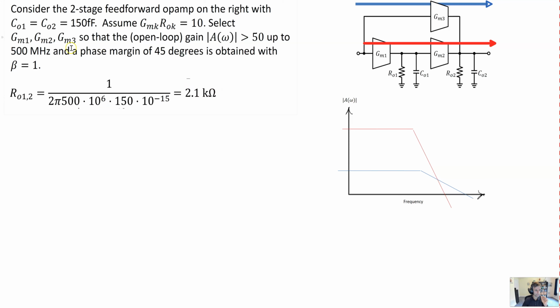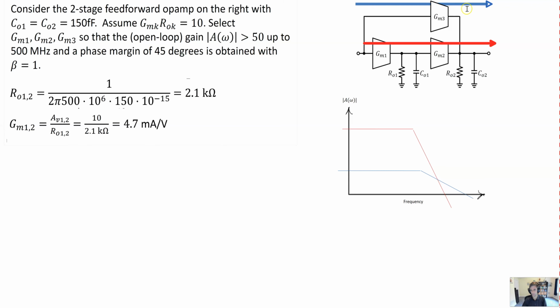The transconductance, GM1 and GM2, is then determined by the fact that the DC gain of each of these transconductance amplifiers is only 10. So we can use this expression now to calculate those transconductances. GM1 and GM2 are the DC gain 10 over the resistances. That gives us 4.7 milliamps per volt.